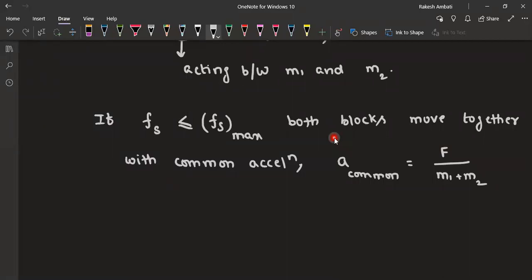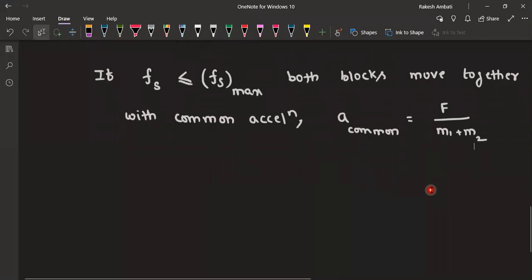Completed? Sir, here M1 plus M2 also means the sum of masses, no? Yes. Sir, if there are more than two blocks, then we can also write a summation of masses. Okay, sir, thank you.